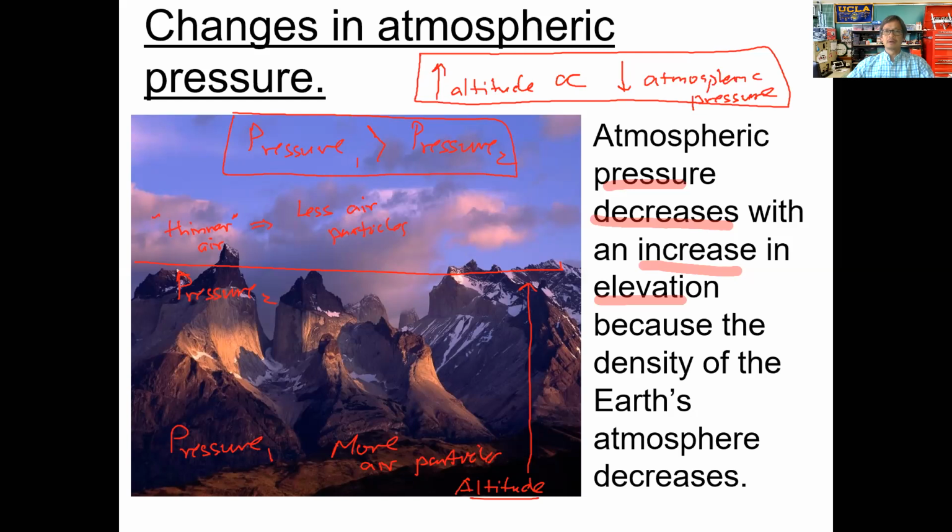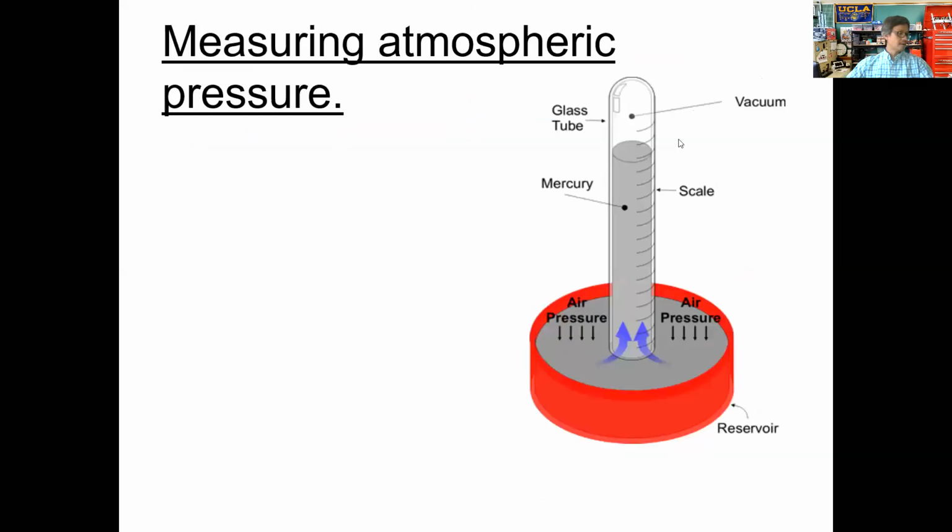So with that said, is it possible to measure this atmospheric pressure? The answer is yes. We can measure the atmospheric pressure using different tools. We have different gauges that we can use to measure pressure, but the idea here is basically the same as what we have here. This is what's called a mercury barometer.